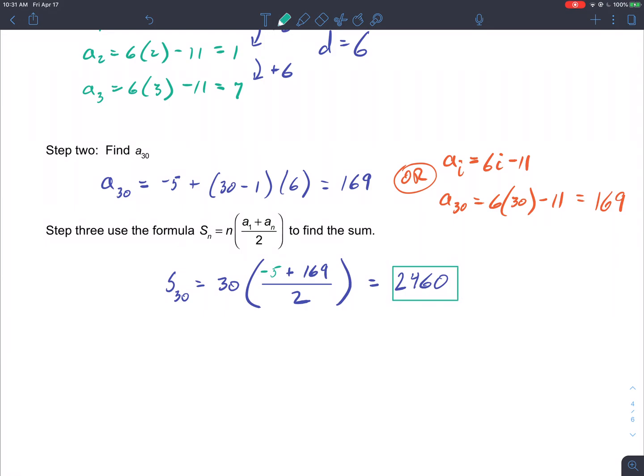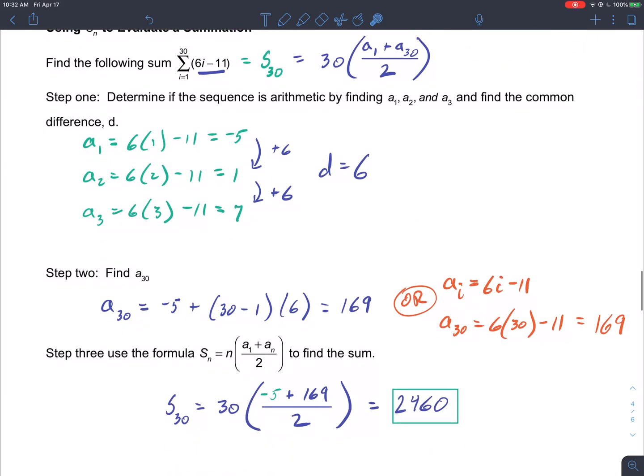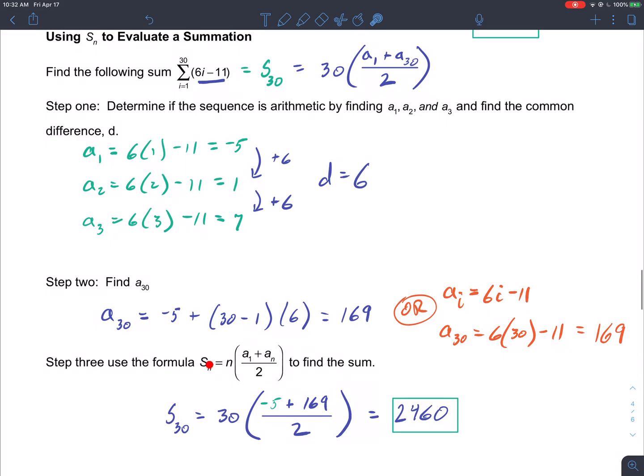I could have just plugged this straight into a calculator, and I would have gotten that same value, 2,460. But using the formula for the partial sum that is specific to arithmetic sequences, I would need the first term and the 30th term, and then I could plug straight in and get the same number. There you have it. That is series, specifically arithmetic series.